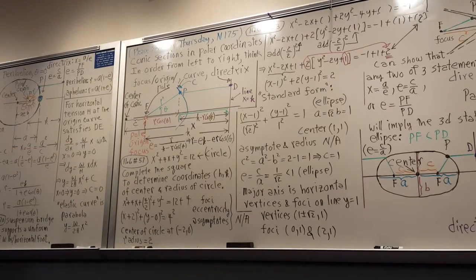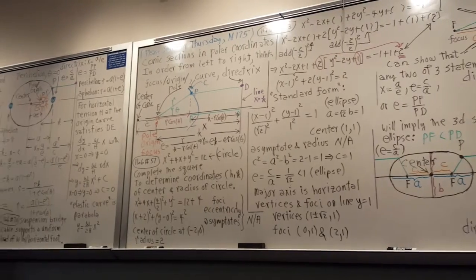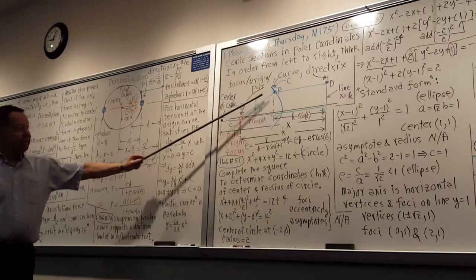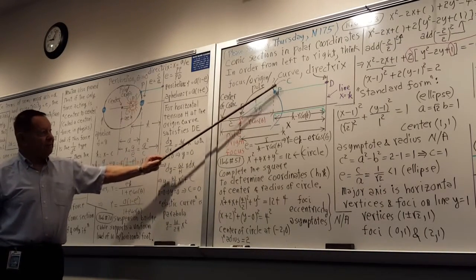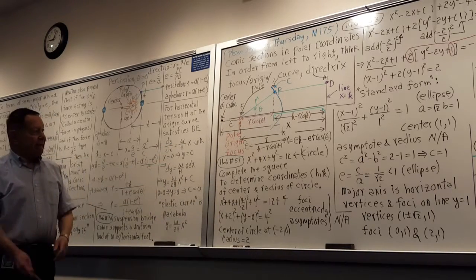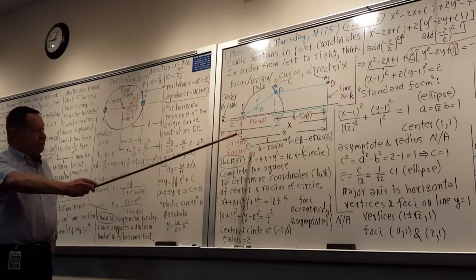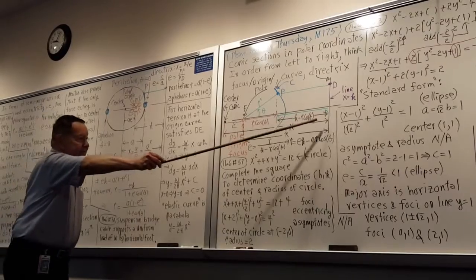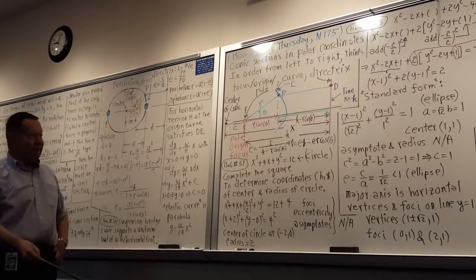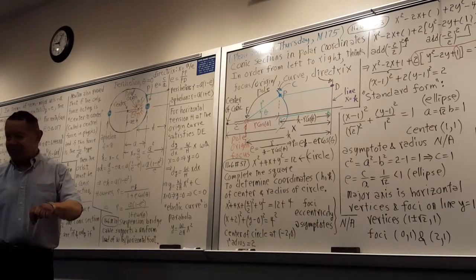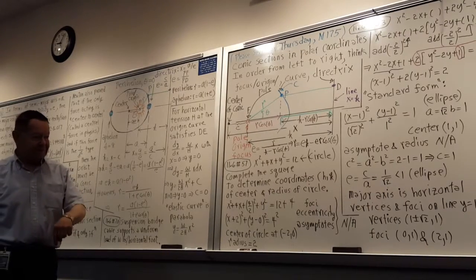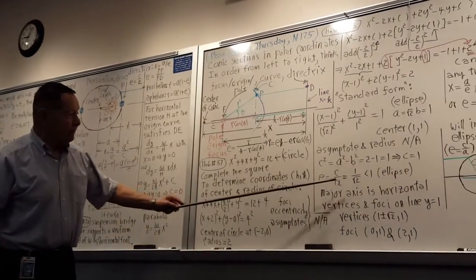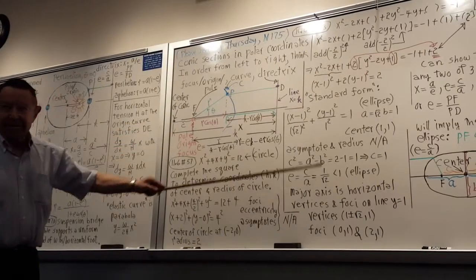And we spent quite a lot of time yesterday showing that if you've defined your eccentricity this way, e equals FP over PD, and if you also believe that the distance from the center of your conic to the directrix is a over e, then you conclude that the eccentricity has to be c over a, which is what we use in problems like these.